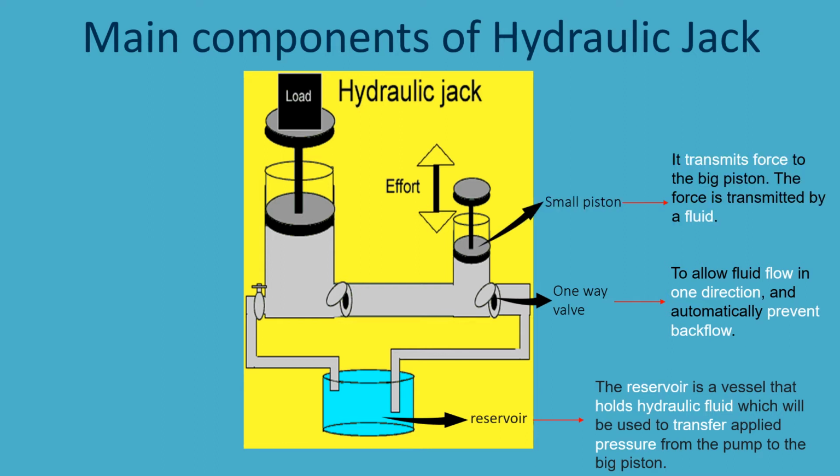Right here is the small piston. It transmits force to the big piston. The force is transmitted by a fluid. And this one right here is the big piston. Its function is to lift the load when enough pressure is built within the cylinder.